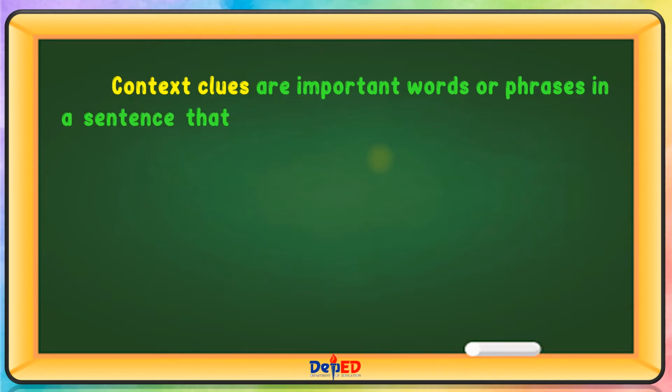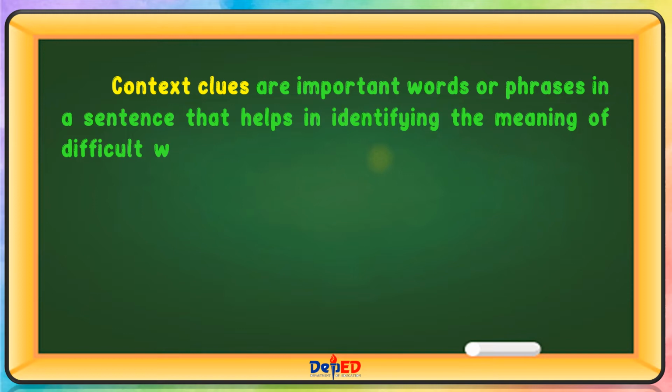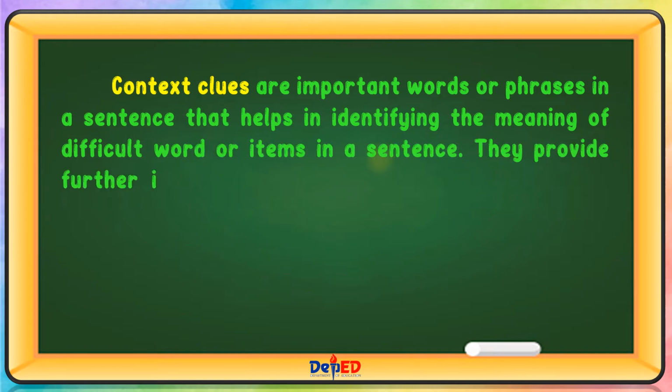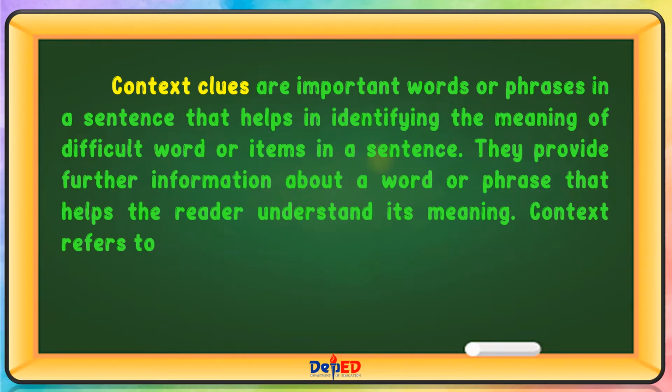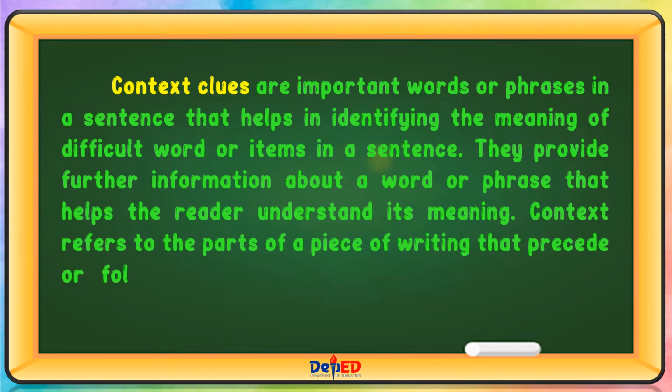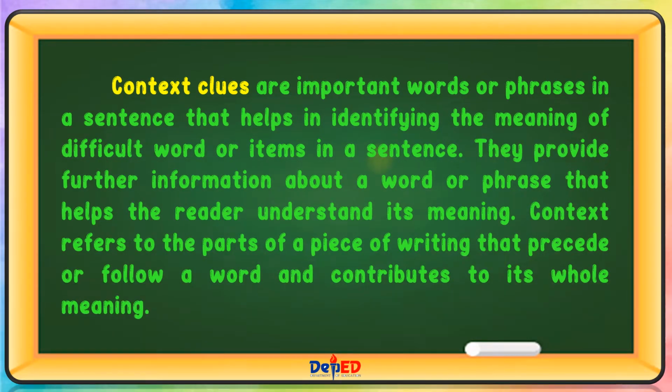Context clues are important words or phrases in a sentence that help in identifying the meaning of difficult words or items in a sentence. They provide further information about a word or phrase that helps the reader understand its meaning. Context refers to the parts of a piece of writing that precede or follow a word and contribute to its whole meaning.